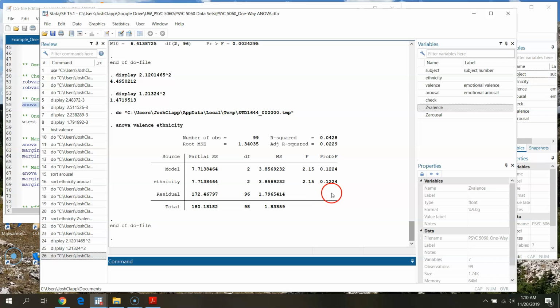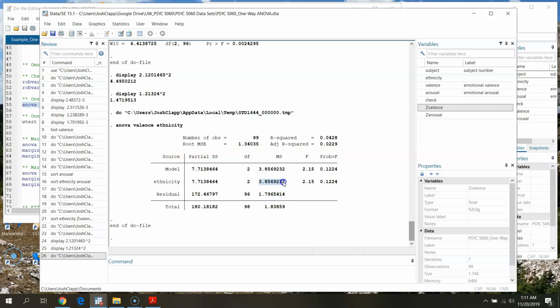Stata gives us our ANOVA table here. We see 99 observations. Our root mean squared error is just the square root of our mean squared error here. Remember that this is like our pooled variance estimate for the whole design, so think about this as a pooled variance estimate across all of our groups. This is just going to be the square root of that. Okay, and our R squared is going to be equal to our eta squared.